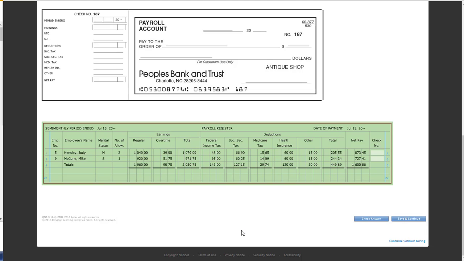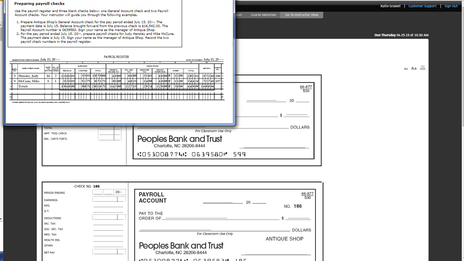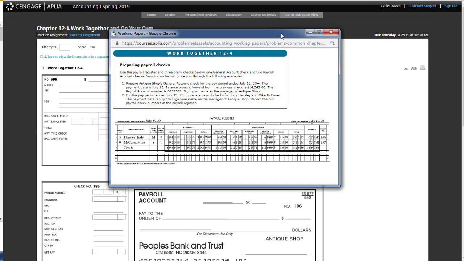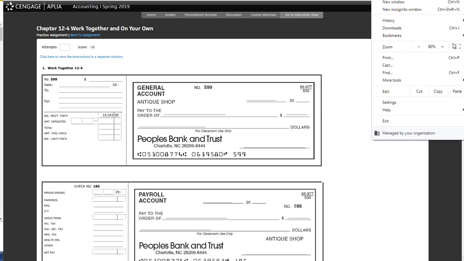So the first thing we've got to do is write that one check out. I should open up the directions. Use the payroll register and 3 blank checks, 1 general check and 2 payroll ones. We're going to prepare the Antique Shop's general account check for the pay period ended July 15th. The payment date is July 15th. Balance brought forward from the previous check is $16,542. I'm going to plug that in first. I'm going to put $16,542. I'm going to make this a little bit bigger.